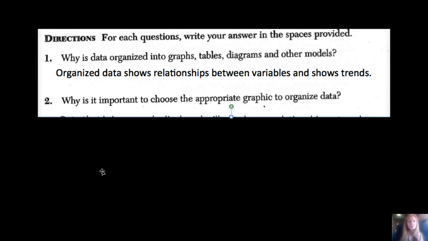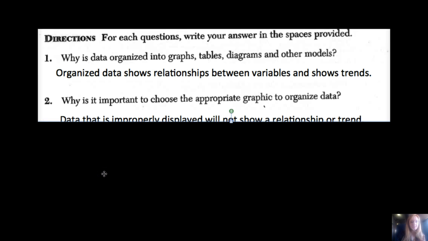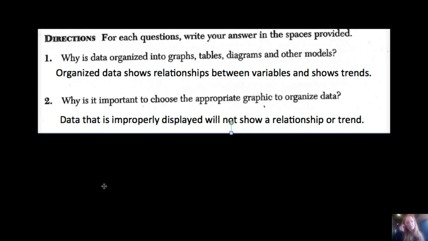So why is it important to choose an appropriate graphic to organize data? Well, if we were to show the growth of a plant on a pie chart, it would be nonsensical. It wouldn't make sense. If we were to show other things like the amount of pie given to each person with a line graph, that wouldn't make sense either. Data that isn't properly displayed will not show a relationship or trend. You won't be able to understand what the relationship is.